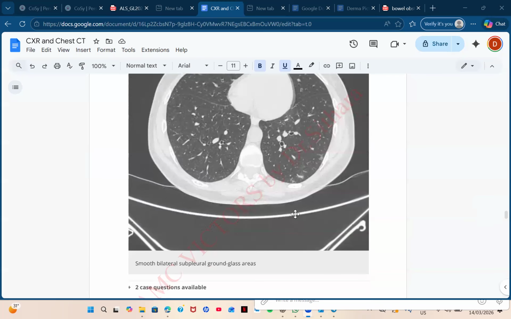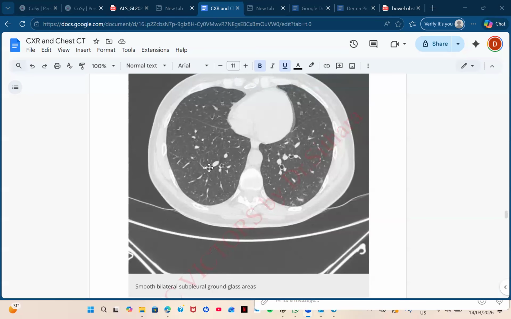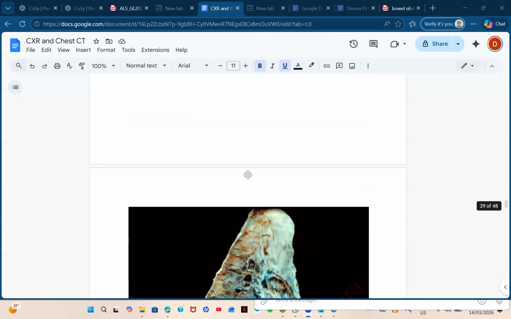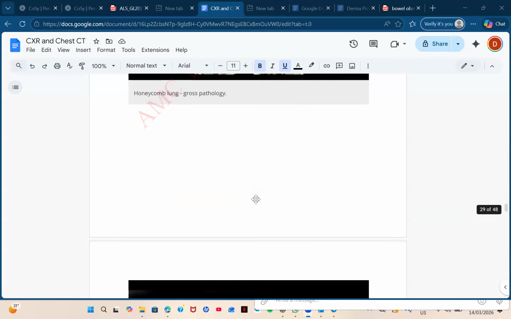What is this? This is ground glass opacities, right? This is ground glass opacities, right, doctor? Okay, what can we see in here, doctors? Here you can see hazy opacities, right? Hazy opacities in early fibrosis, so inflammatory or infectious cases you can see, and this is often reversible, right?